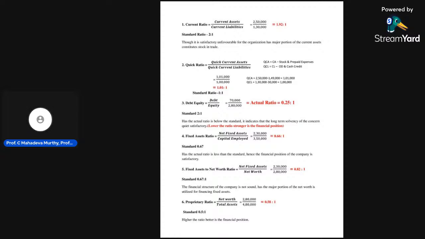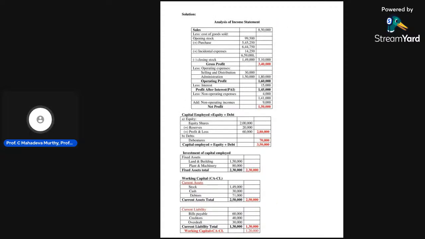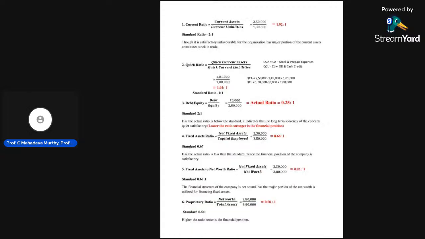Then quick current liabilities: current liability minus OD, overdraft and cash credit. Here, is overdraft there or cash credit there? Overdraft is there. 30,000 overdraft. Here, 1,30,000 total current liability minus 30,000 is equal to 1 lakh. Therefore, quick current assets is equal to 1,01,000. Quick current liability is equal to 1 lakh.